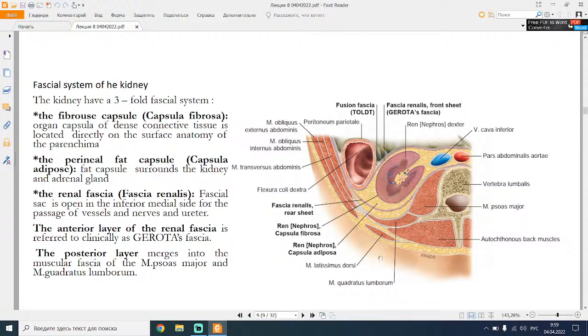The renal fascia, fascia renalis. This is, you see, the fat capsule surrounding the kidney and adrenal gland, and the renal fascia is open in the inferior medial side for the passage of the vessels and nerves. What you see, veins and artery.